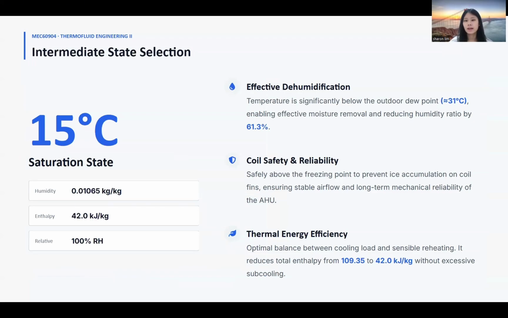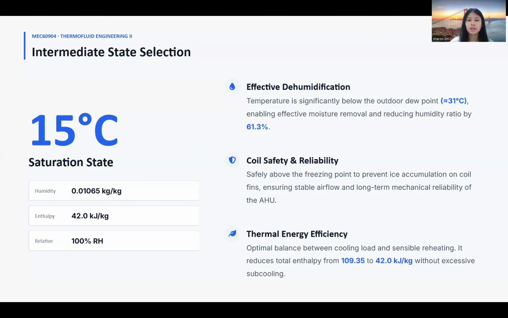After analyzing the outdoor air, the next step is selecting the intermediate state at the cooling coil outlet. For this project, I selected 15 degrees Celsius saturated air, which means the relative humidity is 100%. The humidity ratio at this condition is 0.01065 kilograms per kilogram, and the enthalpy is 42 kilojoules per kilogram. There are three main reasons for selecting this condition. First, the temperature is well below the outdoor dew point of approximately 31 degrees Celsius, and this allows water vapor to condense on the cooling coil surface, reducing the humidity ratio by approximately 61.3%.